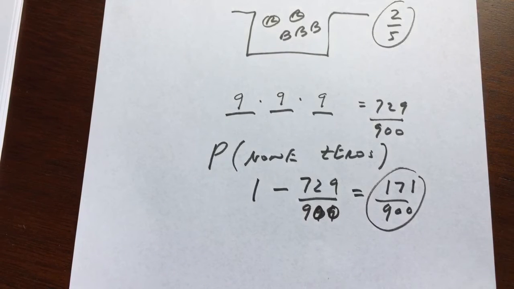You look at what you don't want, and then you do 1 minus what you don't want, and that leaves the leftover, which is what you did want there. So that's using the complement, what they call a complement.